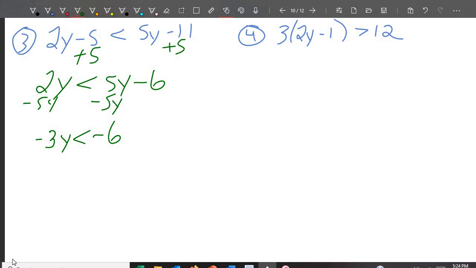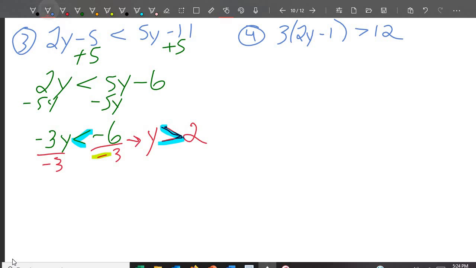Now, here's what I was talking about earlier. We have to divide by a negative number. Since we're dividing by a negative, the inequality symbol changes to the opposite direction. It was less than or equal to, now it's greater than or equal to. Only because the denominator had the negative sign.